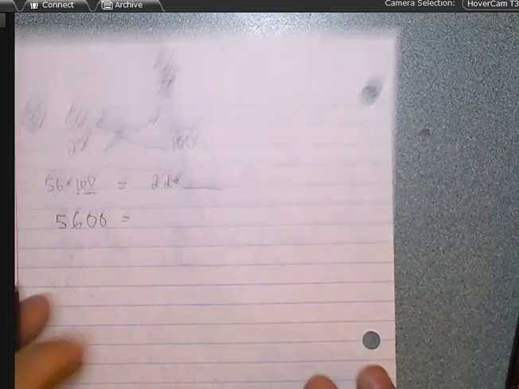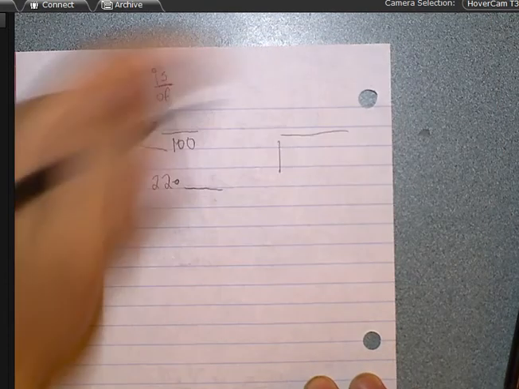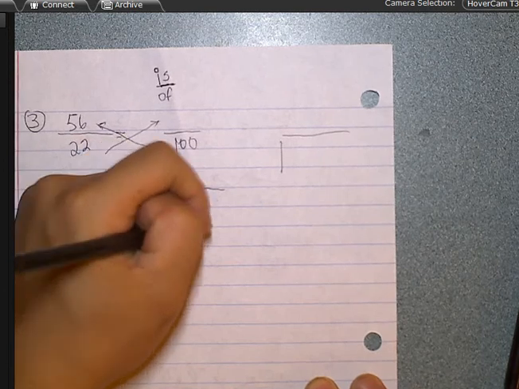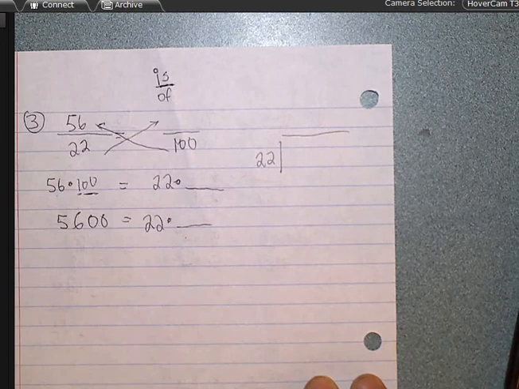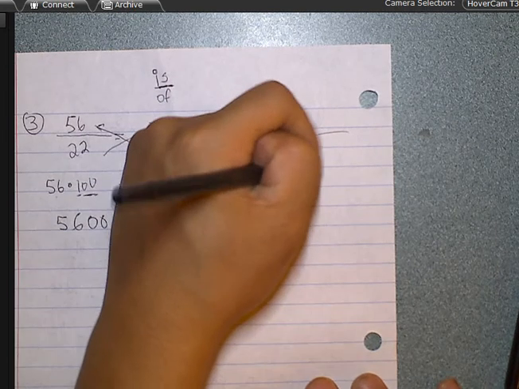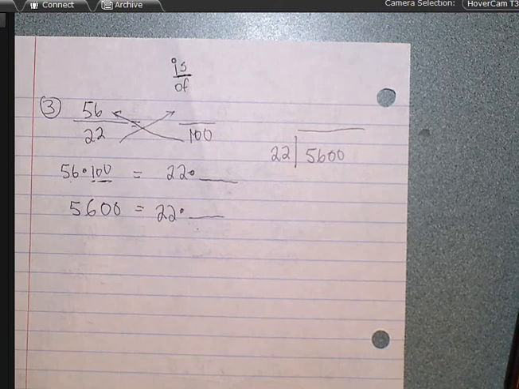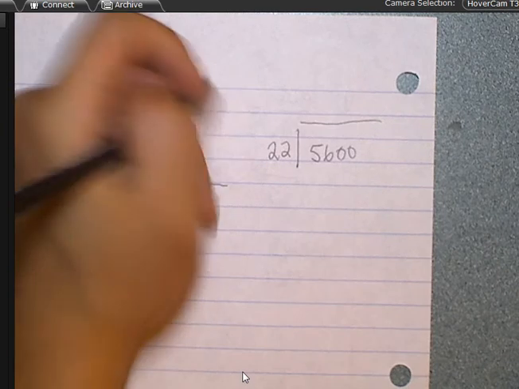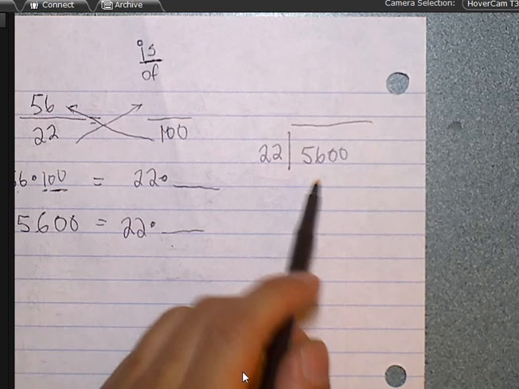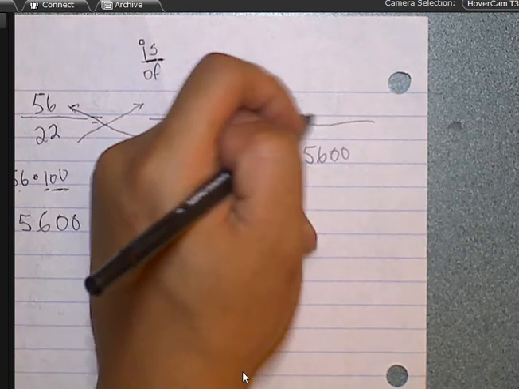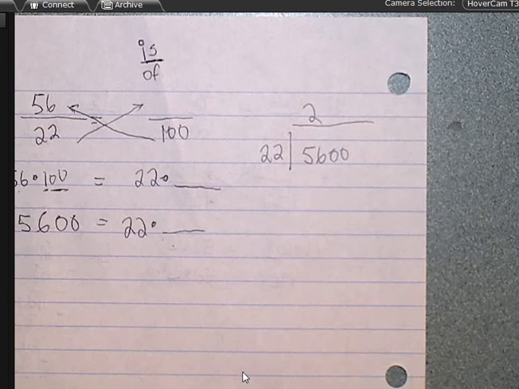Now, over here, we have a division house. What goes outside of my division house? The blank. So I put the 22 right here. And the 5600 goes outside. Okay, I don't know my 22 times tables, and I'm going to zoom in real fast. I know 22 times 2 is 44. 22 times 3 is 66. I want to get close to 56. So I put a 2 up here, because that's going to get me 44.